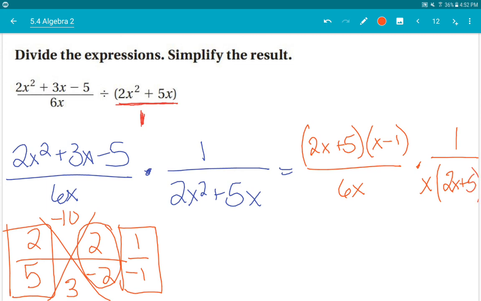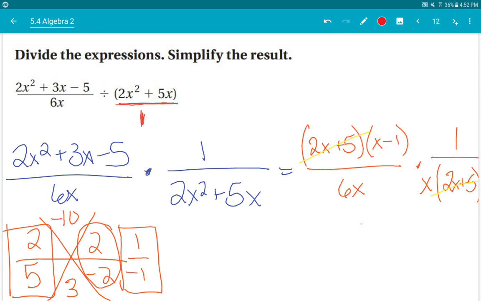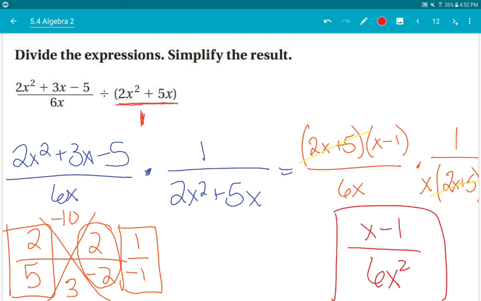So what's common? The only thing that's common so far that I see is the 2x plus 5s. So what is going to be our final result here? We're going to get x minus 1 over 6x times x, which gives me 6x squared. There you go. Here's your final answer.